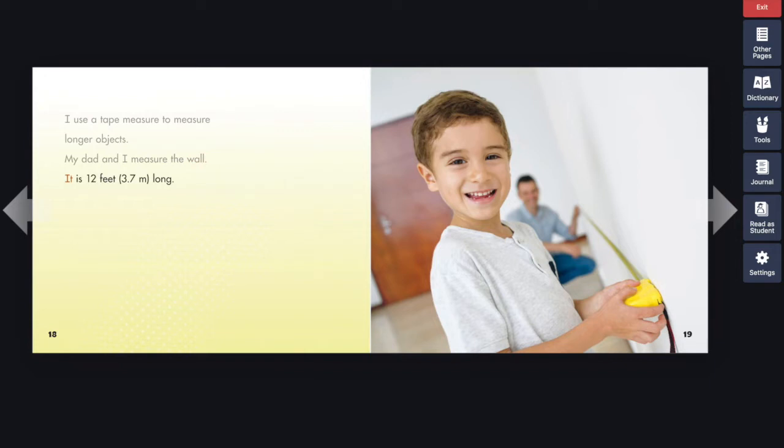Now, if you used a little ruler, it would be taking you forever. So a measuring tape measure helps with that.